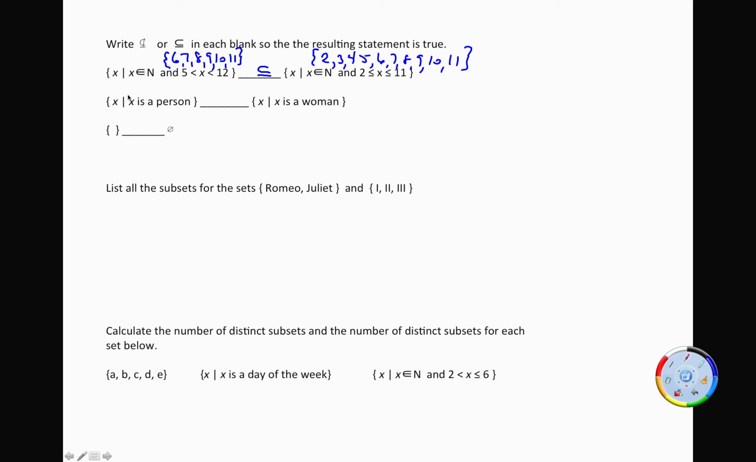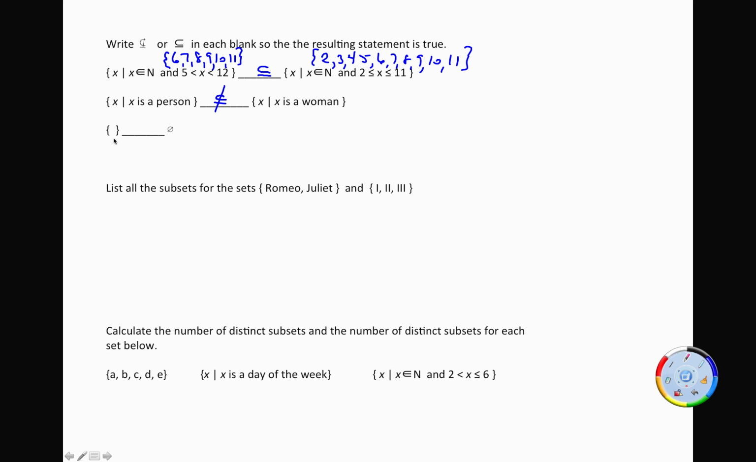What about this? The set of all x such that x is a person. Is that a subset of the set of all x such that x is a woman? Remember, there can be no elements over here that are not over here. And men are over here. So this is not a subset. If it was written the other way around, it would be a subset. Be careful about that. As just indicated up here, very easy to get that confused.